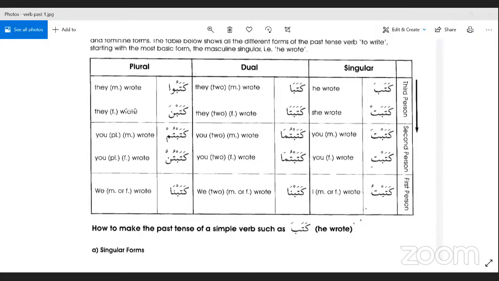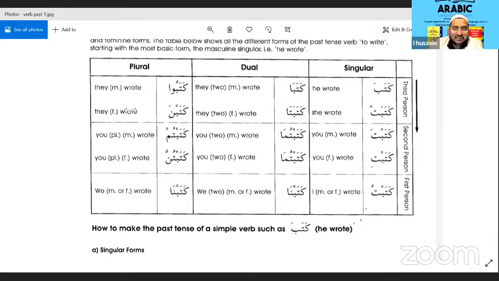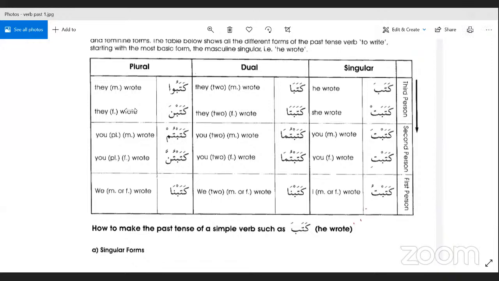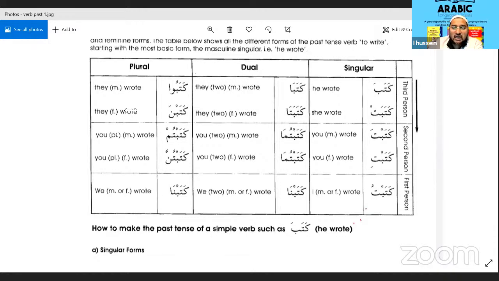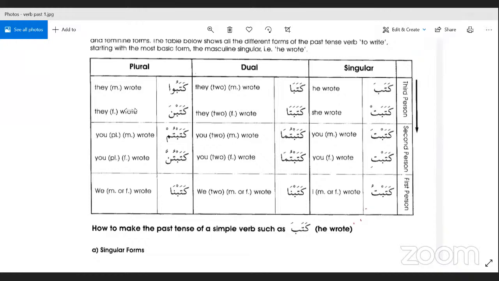Yes, I'm here. I'm going to give you the verb kharaja, exited. Kharaja, kharaja, kharaju, kharajat, kharajata, kharajna, kharajta, kharajtuma, kharajtum, kharajti, kharajtuma, kharajtunna, kharajtu, kharajna. Excellent. Sister Salma, can you come on the mic?